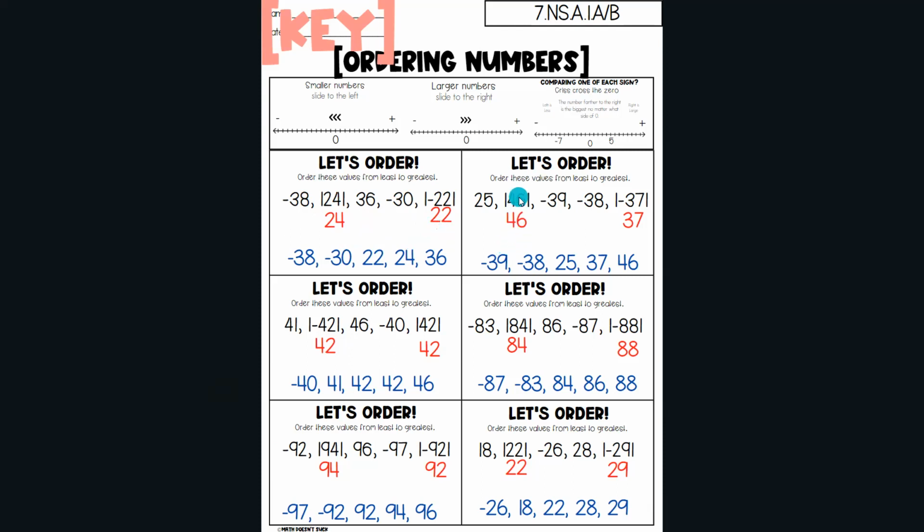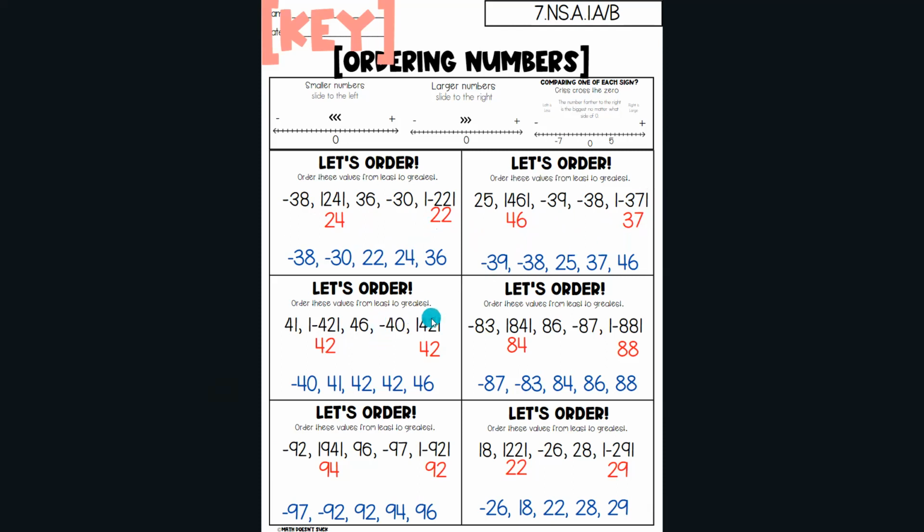Over here, the absolute value of 46 is 46. The absolute value of negative 37 is 37. We start negative. The larger the number, the smaller the value. Negative 39, negative 38, 25, 37, 46.